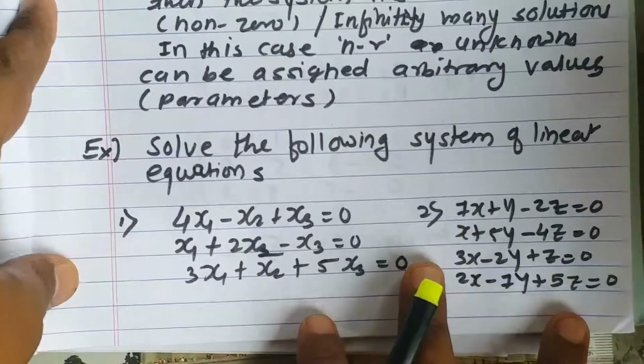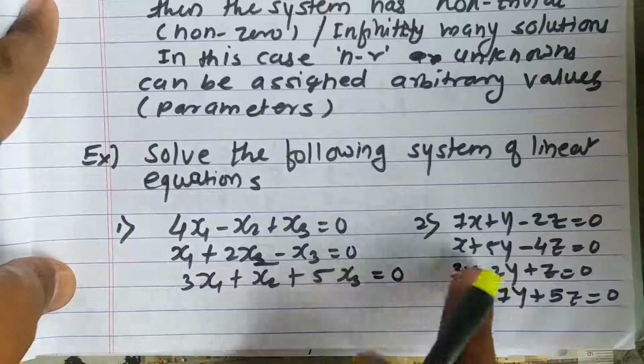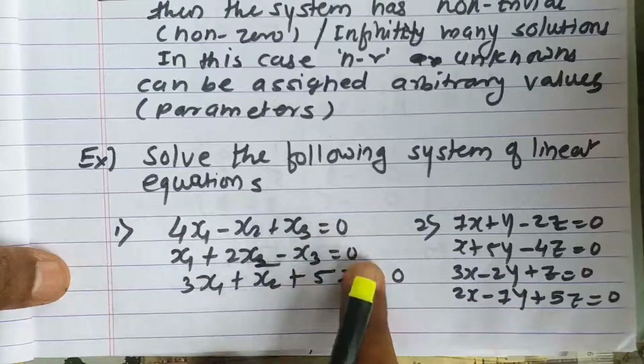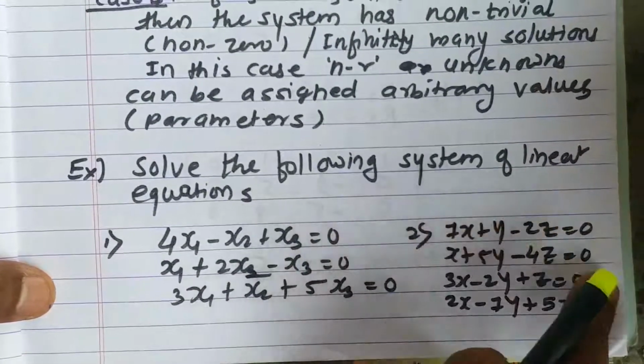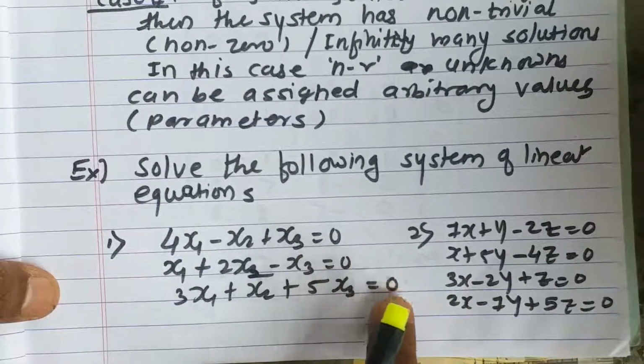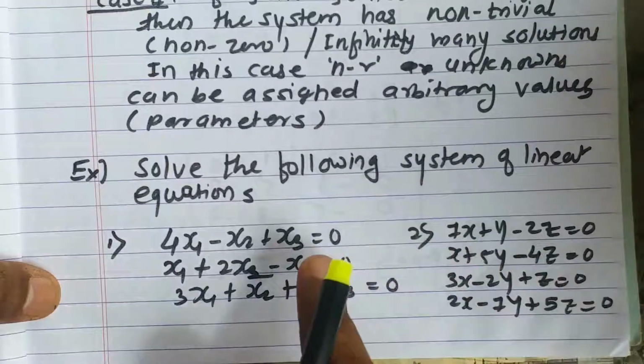Now let us do some examples on homogeneous systems. Two examples I have solved for you, and a few examples of this type I am going to leave for practice. So these are the two. Clearly you can see that these are homogeneous systems because the right hand side of every equation is 0. It is not non-zero. Every constant is 0, therefore it is a homogeneous system.